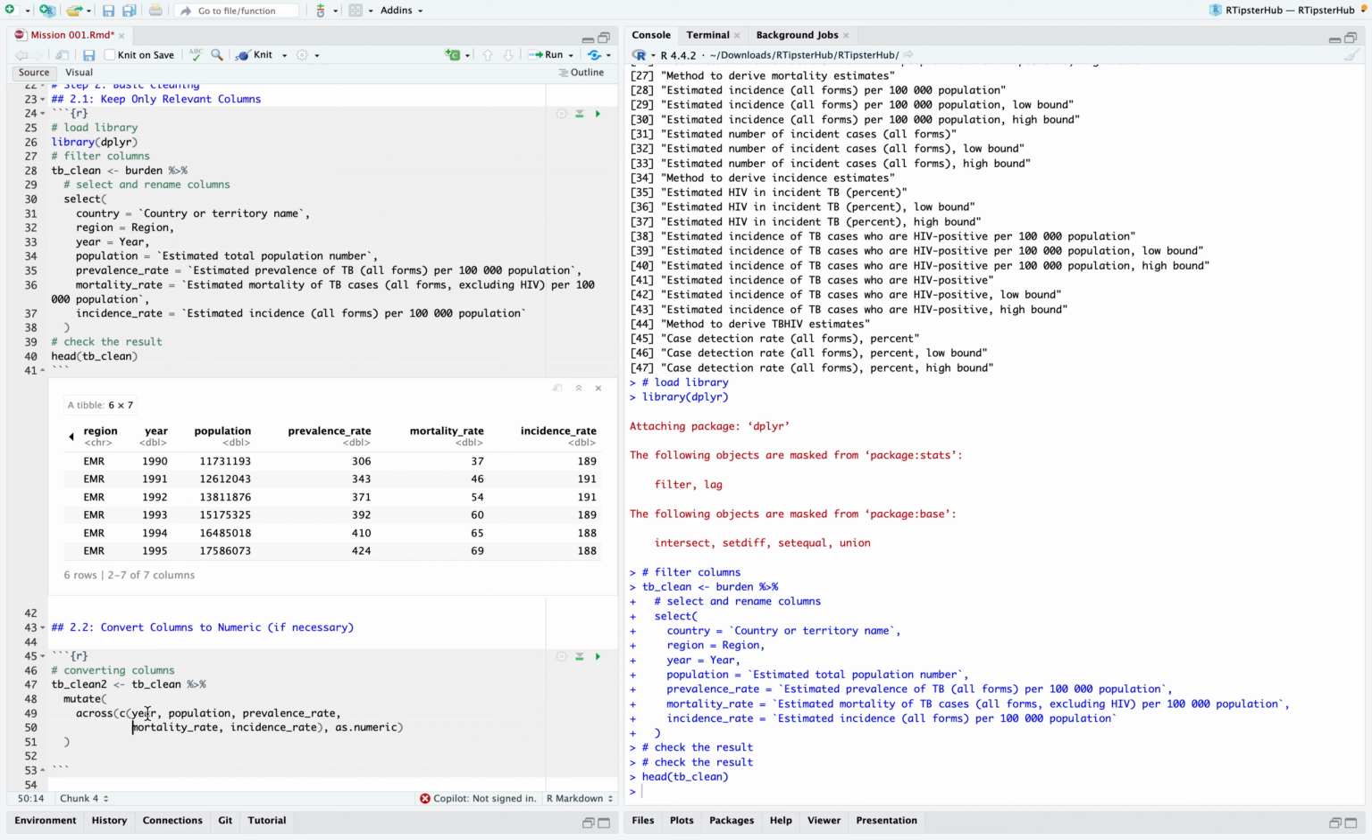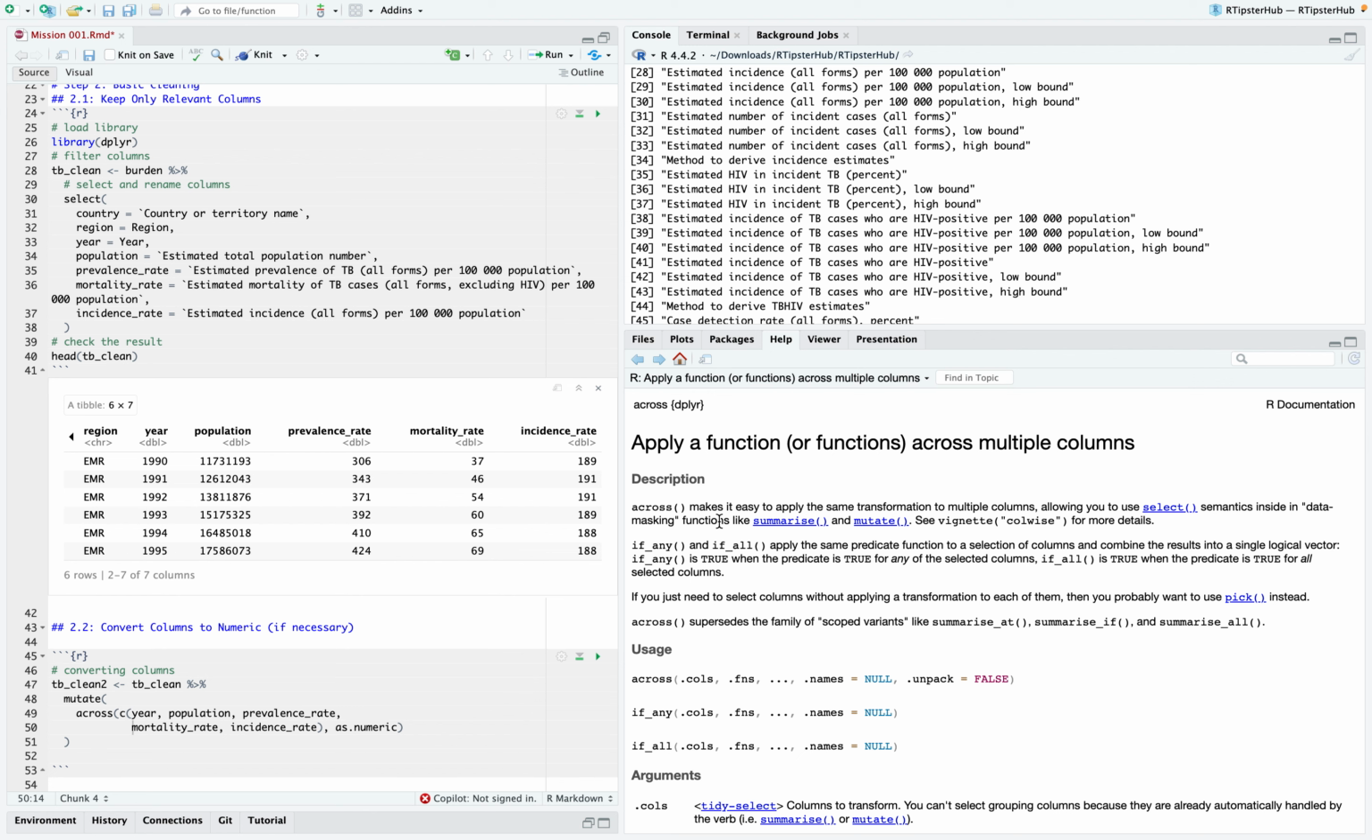So we are saying mutate, and then we are saying across. If you want to check and understand what the function means, you go to question mark across on your console, open that, and we see across makes it easy to apply the same transformation to multiple columns, allowing you to use select semantics inside data masking. Okay, so what we're telling R is mutate these columns to numeric format across year, population, prevalence, mortality, incident rate.